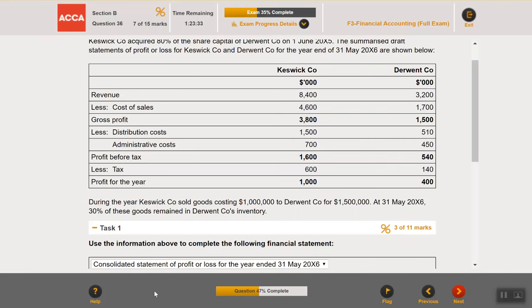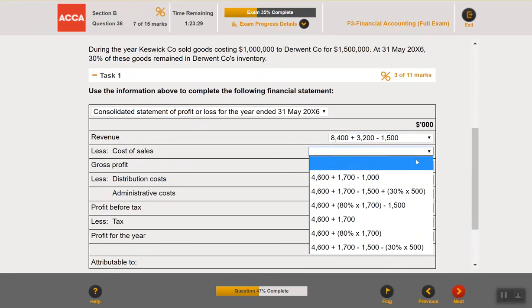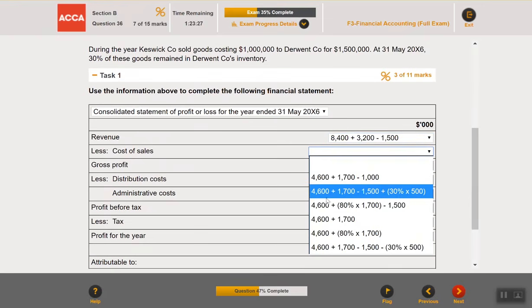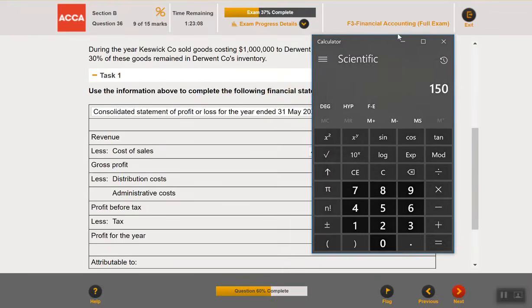So let's do it. Yeah, they are not asking for figures, so we can just select it. So we have the parent plus subsidiary minus intercompany sales plus 30% of 500, which is PUP. Yes, this is correct. And then gross profit, if we take the above figure, sales, and minus cost of sales, it should give us profit. So let's see.